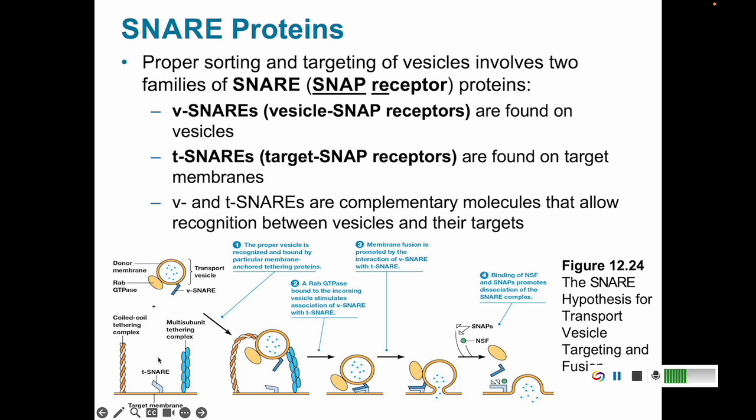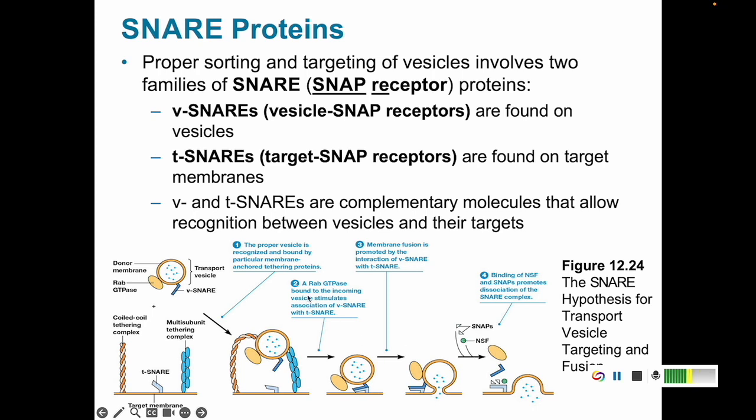There are also some tethering complexes that are going to be involved in helping support that complex. So the V snares and the T snares here allow recognition between the vesicle and the target membrane. These tethering proteins also recognize the vesicle, and they'll hold that vesicle in place so that the V snares and T snares can interact. And then when those V snares and T snares interact, that's what actually allows the membrane to fuse. The membrane of the vesicle and the membrane of the plasma membrane fuse together to create one membrane.